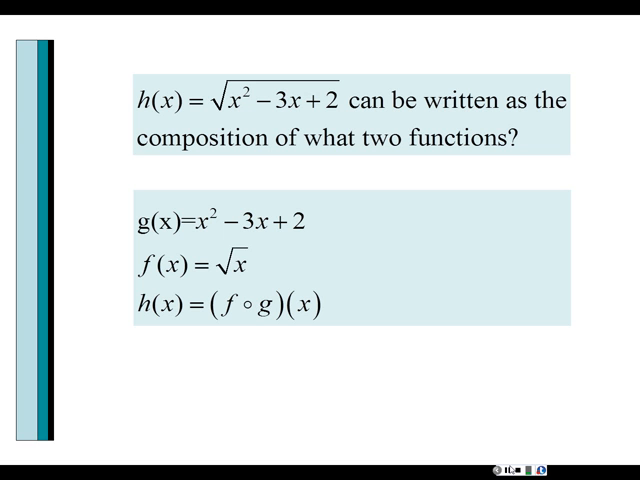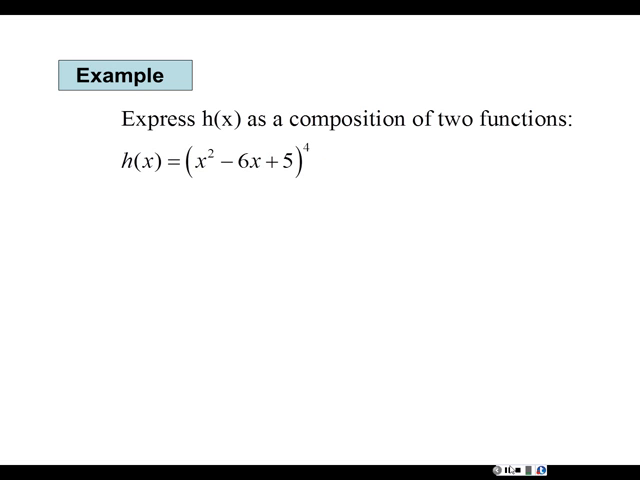But can you try this? How about g of x equals x square minus 6x plus 5, right? If you assume that g of x equals x square minus 6x plus 5, what will be f of x? X to the power 4. It should be g of x to the power 4, but you know that should be there when you do the composition.